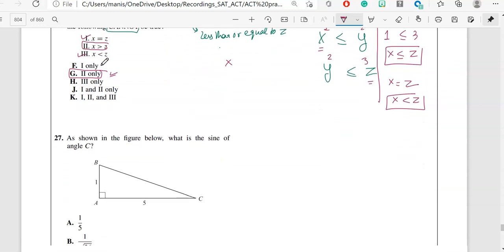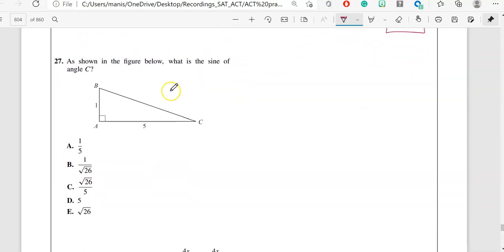Now let's go to question number 27. As shown in the figure below, what is the sine of angle C? To do this problem, we need our prior skills, our trigonometric ratios: sine, cosine, tangent. Now you might know the mnemonic SOH CAH TOA. So it looks like this. O means opposite, H means hypotenuse. We got a formula for sine, and the question says find sine of angle C. So I will circle this over here.